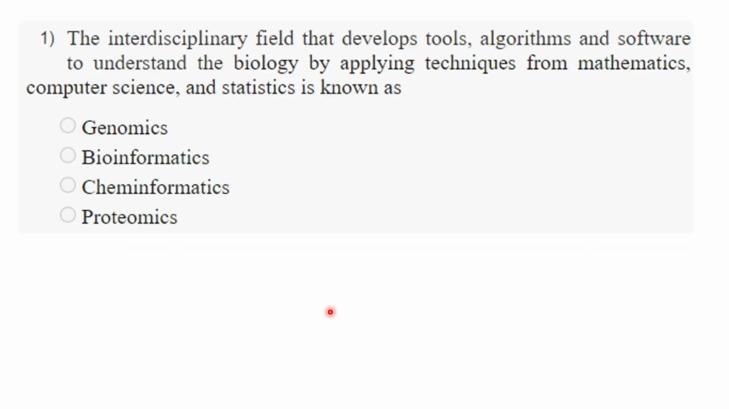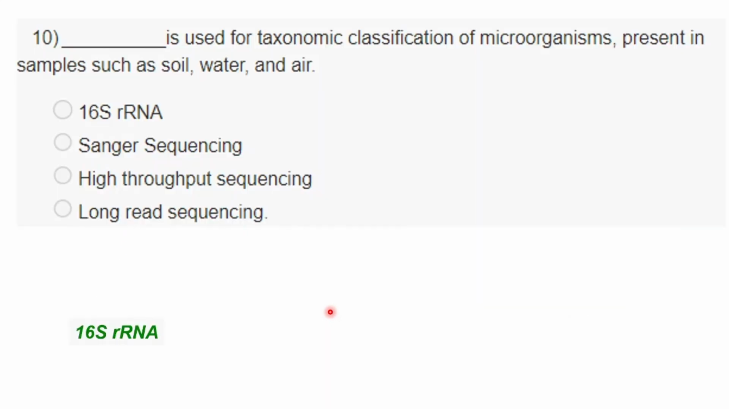The interdisciplinary field that develops tools, algorithms, software to understand the biology by applying techniques from mathematics, computer science is known as statistics, and statistics is known as, anybody? Bioinformatics. Yeah, correct. It's known as bioinformatics, obviously.